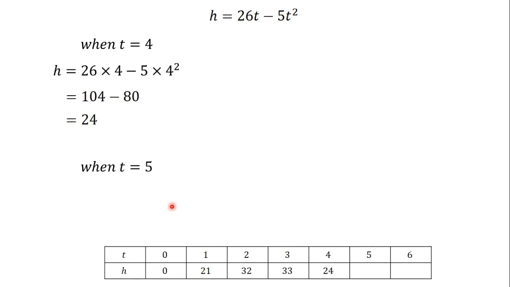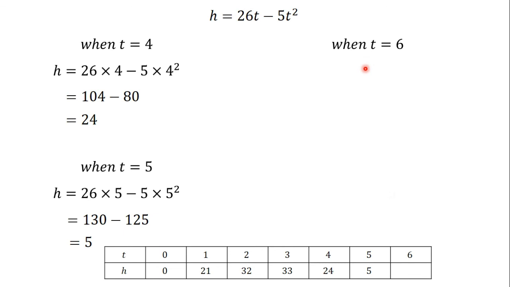The next t value in the table is 5. When t is equal to 5, h is equal to 26 times 5 minus 5 times 5 squared. This will give us 130 minus 125. And 130 minus 125 is 5. So when t is equal to 5, h is also equal to 5.